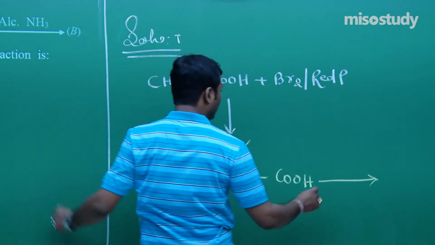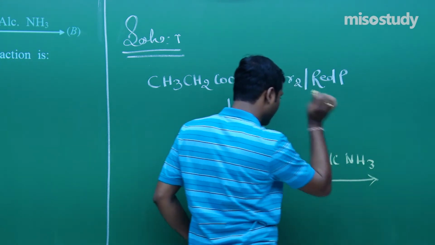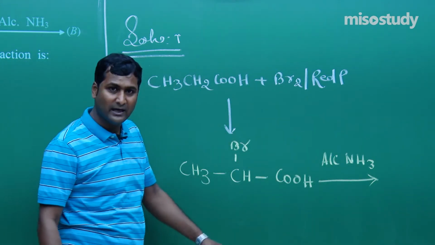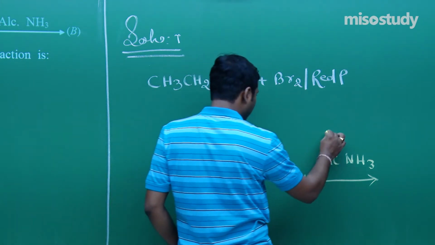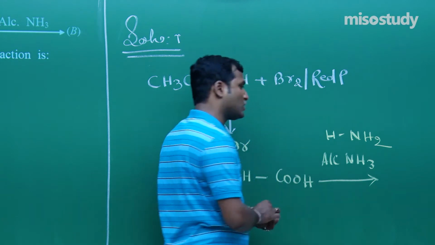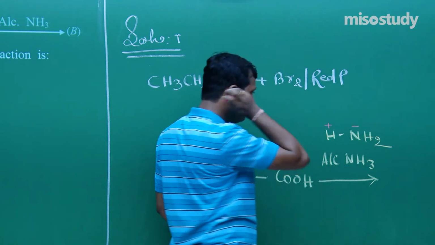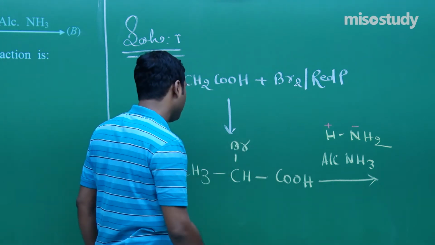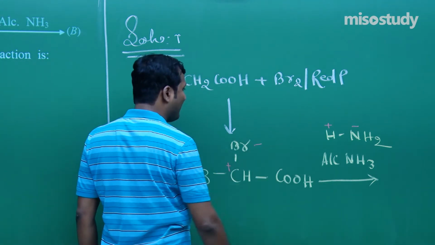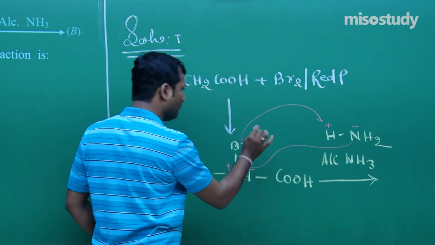Now on treatment with alcoholic NH3. What is given here? Alcoholic NH3 can be written like this, H-NH2, that is H plus and NH2 minus, and Br minus. What will happen? The Br will move away and this NH2 will move here.